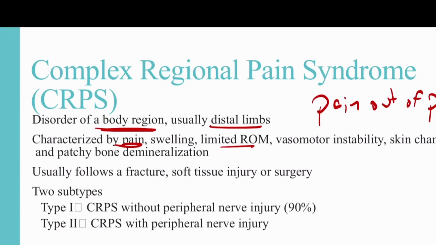Swelling, limited range of motion because of pain. Skin changes, patchy bone mineralization, usually follows a fracture, soft tissue injury, or surgery. There are two subtypes of CRPS. Type 1, which is the most common, is without peripheral nerve involvement, so the nerve is okay. That's 90% of them. In type 2, they have peripheral nerve injury as well, which adds to the pain that they're having.